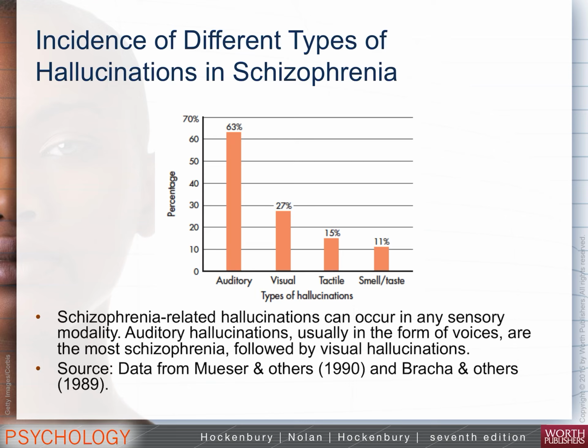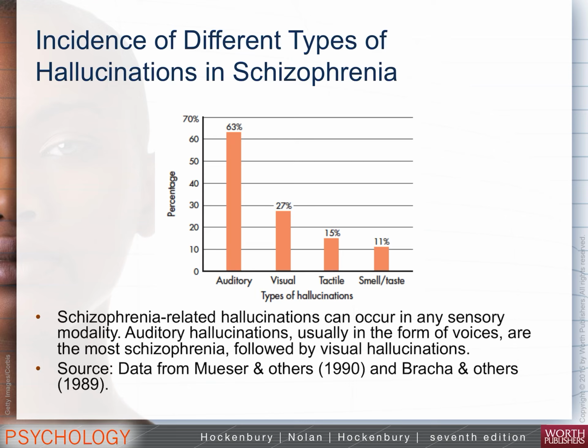Now, when we look at the types and amounts of symptoms, we see that auditory hallucinations tend to take the largest percentage of the hallucinations that a person is experiencing. So 63% experience some sort of auditory hallucinations. You might be hearing voices or hearing things that are not there. 27% are visual, you might see a person, a thing, or something really scary. 15% are tactile, so they might feel something crawling on them. And 11% are smell or taste.